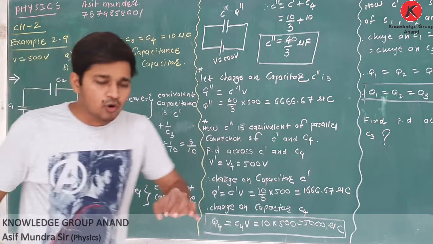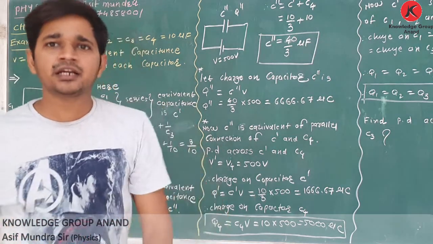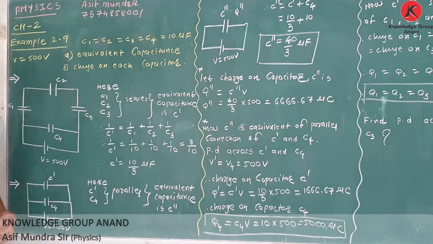Now you have to identify series and parallel connection of capacitors. How to identify? See, it is a battery. So let the charge flow from this point. From this point, charge is divided in two parts.